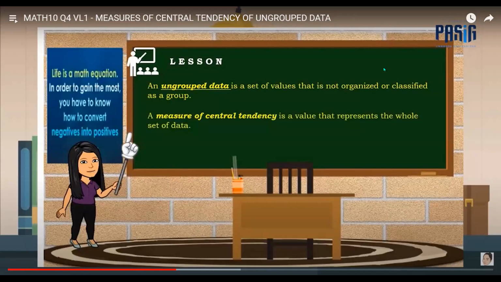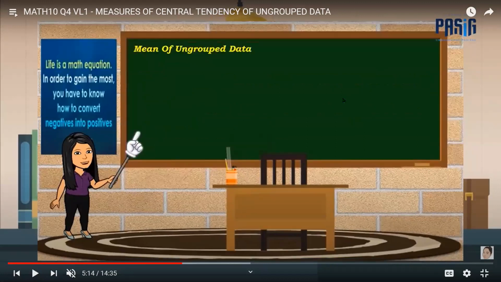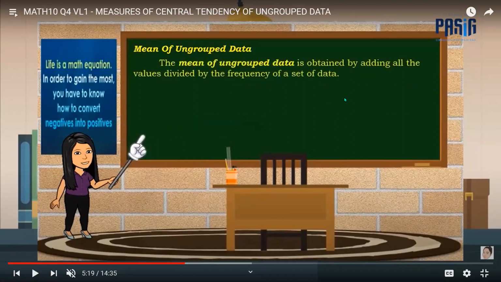So what are those? Those are the mean, median, and mode. So yun po yung measures of central tendency natin. Okay? So let us start with mean. Mean of ungroup. Okay? We use this formula if the given data is ungrouped. Now, ano ba yung mean of ungroup? It is obtained by adding all the values divided by the frequency of the set of data.